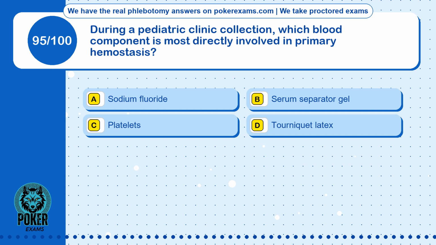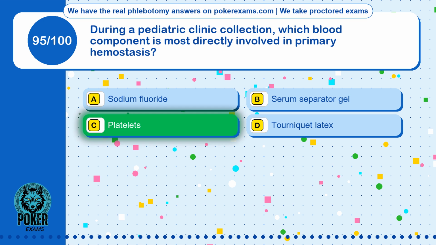Question 95. During a pediatric clinic collection, which blood component is most directly involved in primary hemostasis? Option A: sodium fluoride. Option B: serum separator gel. Option C: platelets. Option D: tourniquet latex. The correct answer is option C.